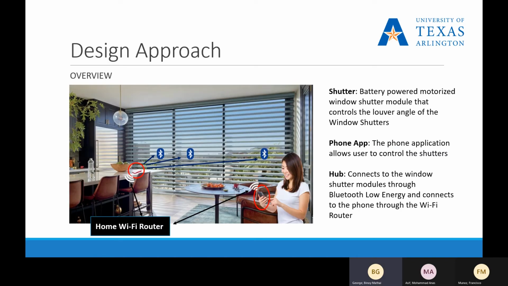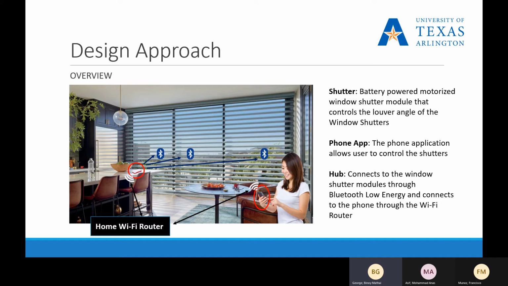Now here's a general overview of the window shutter system. Our window shutter design consists of three components: a motorized shutter, a phone application, and a hub that acts as a gateway between the app and the shutters. Since Wi-Fi allows long-distance communication, the hub and the phone are both connected to a common building Wi-Fi and communicate with each other through Wi-Fi. This gives the user a lot more operational range in which they can control the shutters.